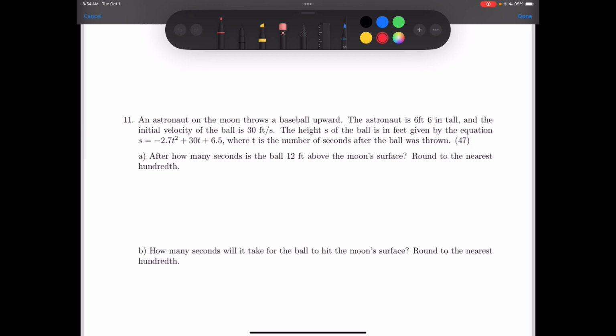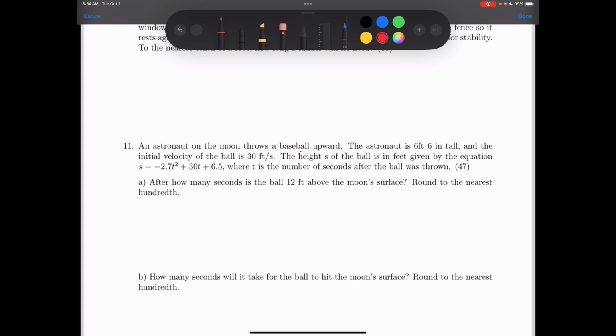An astronaut on the moon throws a baseball upward. The astronaut is 6 feet 6 inches tall, and the initial velocity of the ball is 30 feet per second. The height S of the ball, so that tells me my height is going to be S, is given in feet by the equation S equals negative 2.7 t squared plus 30t plus 6.5, where t is the number of seconds after the ball was thrown.